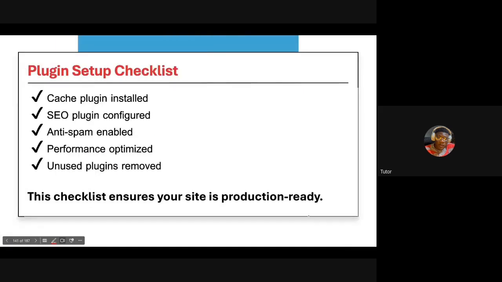Okay, now plugin setup checklist. These are the things you must get together with your plugins: cache plugin installed, SEO plugin installed and configured, anti-spam enabled, performance optimized, and unused plugins removed. Make sure that you remove all the unused plugins. This checklist ensures your site is production ready.